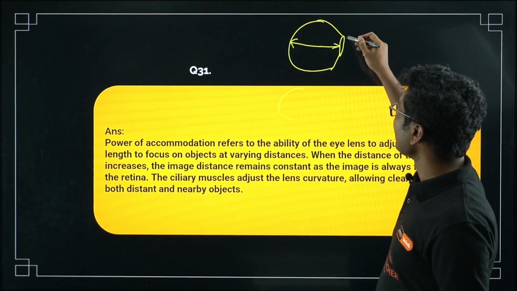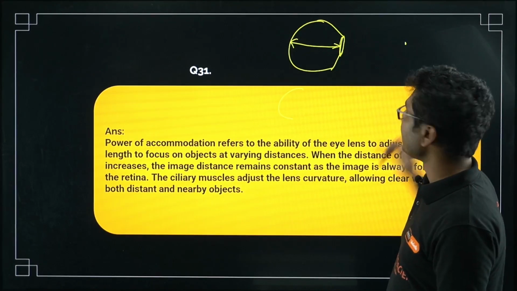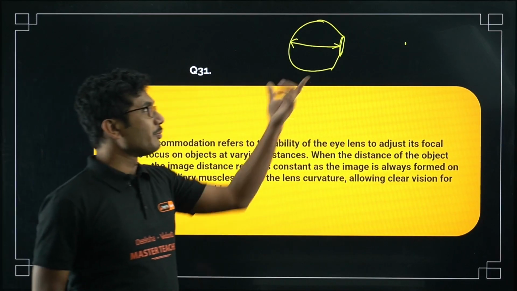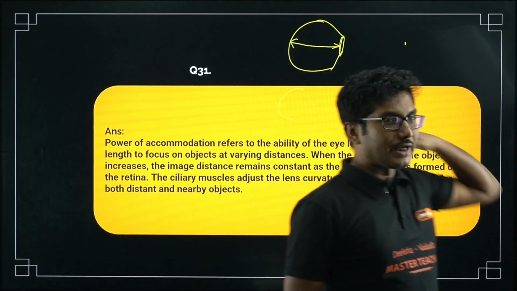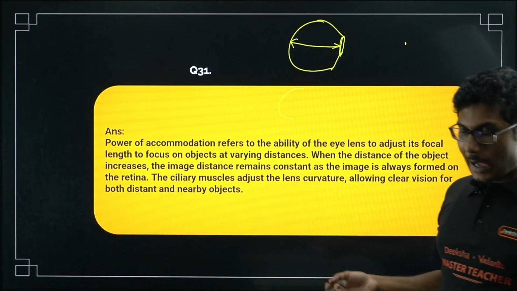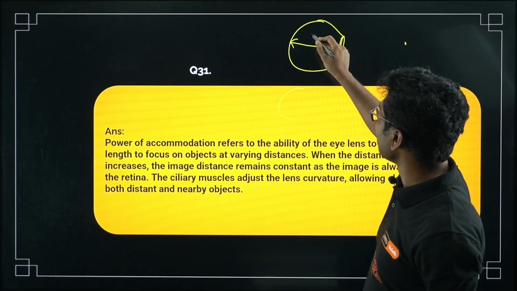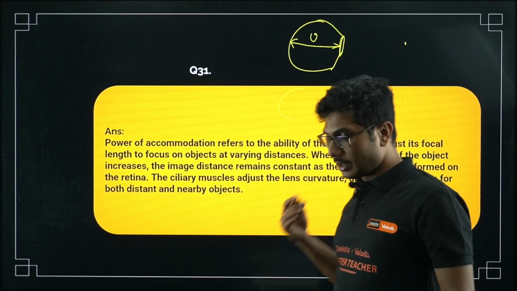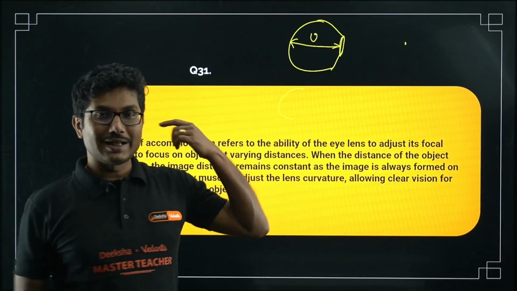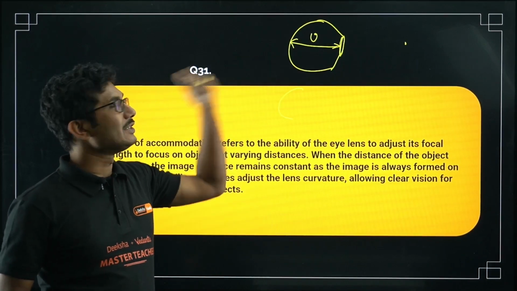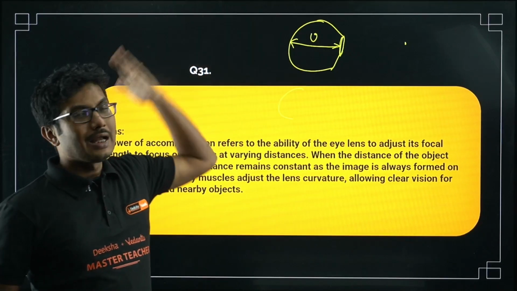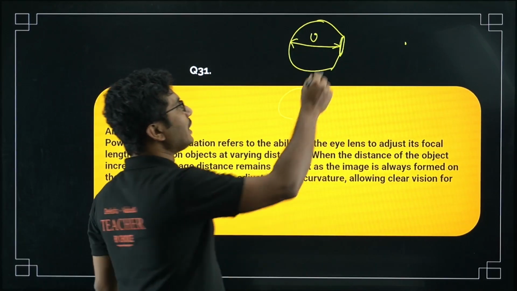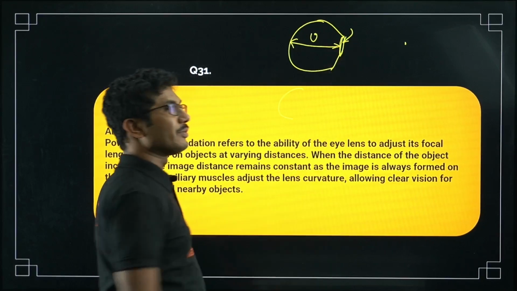So how can we see a nearby object? Now we know that the lens equation is 1 by v minus 1 by u equals 1 by f. Based on whatever u we are using, v should vary, but in this case v is always constant, because the distance between the lens and the screen is the same. So how can we adjust for different u? The only way is by changing the focal length of the eye.